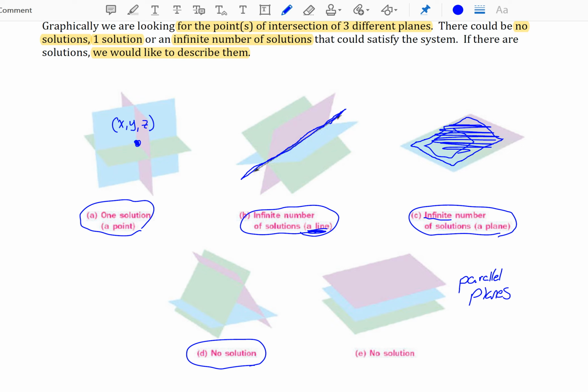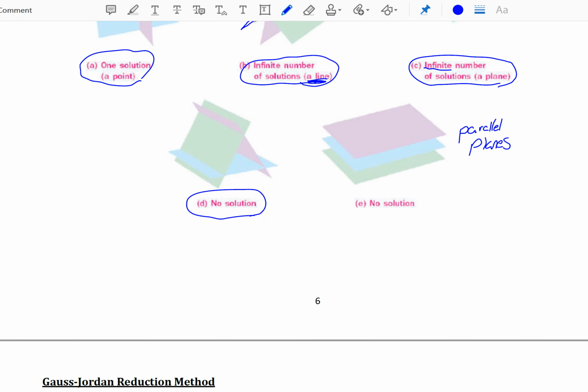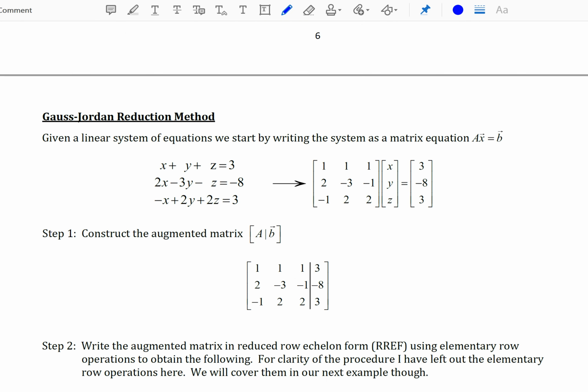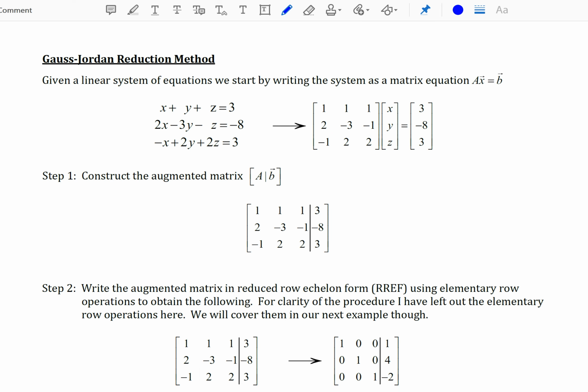Now, we will not be seeking to find the solutions of our systems of equations graphically. However, we will be doing them algebraically. So let's start with our first method, Gauss-Jordan reduction or Gauss-Jordan elimination.